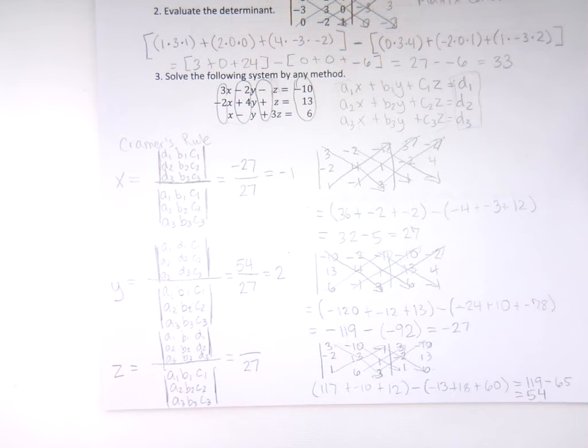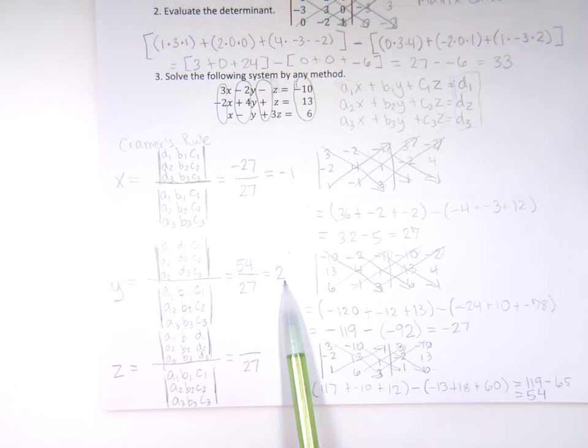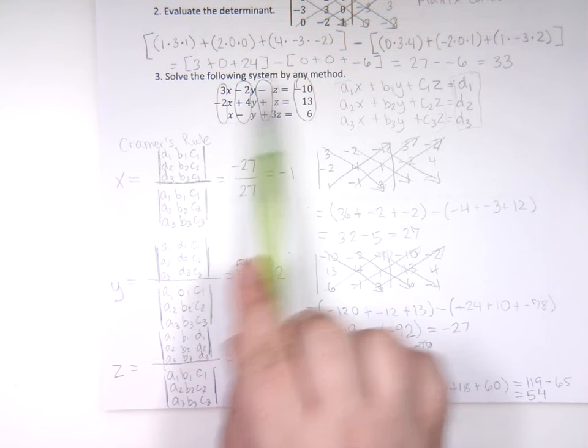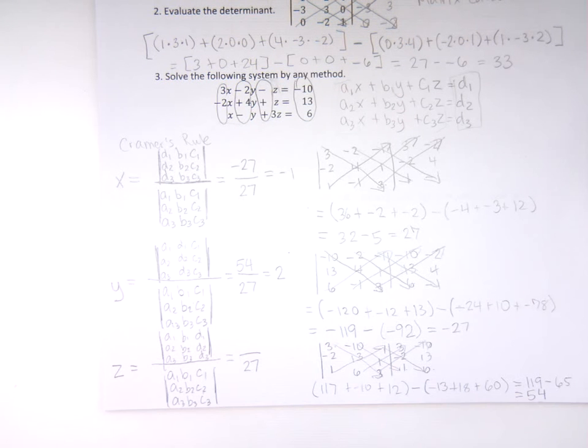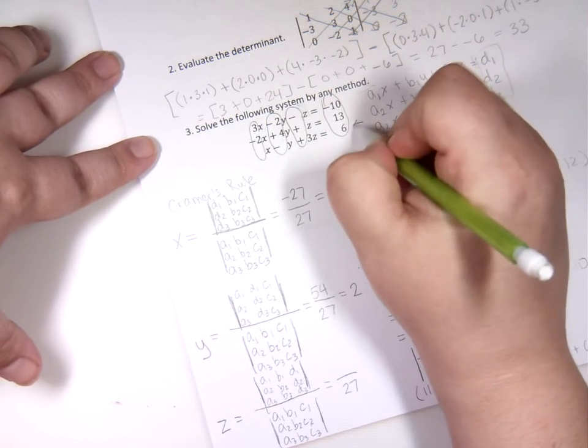And it's really your choice now. If you want to do another determinant for z, you can. Or, since you know that x is equal to negative 1 and y is equal to 2, you can actually just plug them into any equation up here and solve for z. So that's actually what I'm going to do for z. I'm going to do it in this little space right here, and I'm going to plug it into this bottom equation.